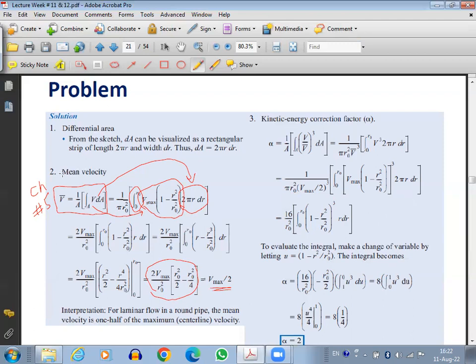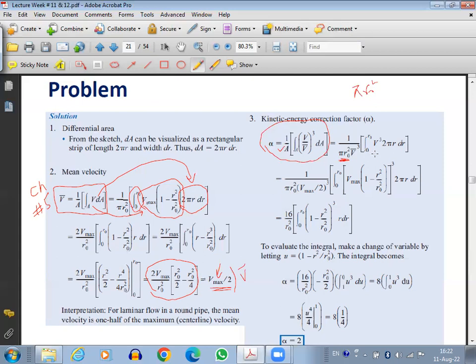So this is basically V mean. Now we have V mean, we can apply it into the formula for alpha. Again, the actual area is, because the radius is R naught, pi R naught square. Then V mean is basically V max over 2, and V max is a constant. So V mean is also a constant value, and is going to come out of the integral.